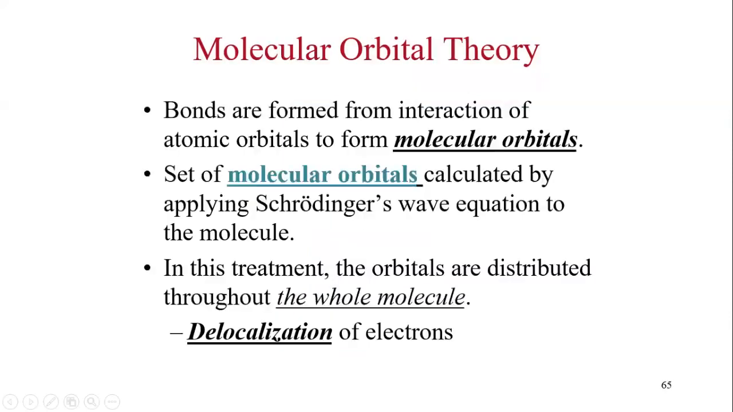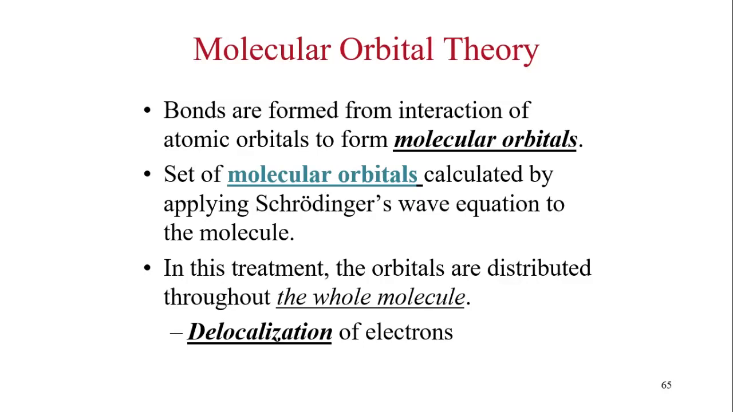So with this in mind, let's propose a new theory. This is called the molecular orbital theory. In this theory, bonds are formed from the interaction of atomic orbitals to form molecular orbitals. The molecular orbitals are calculated by applying the Schrodinger wave equation to the molecule instead of to individual atoms. In other words, in this treatment, the orbitals are going to be distributed throughout the whole molecule, and therefore the electrons are going to be delocalized.